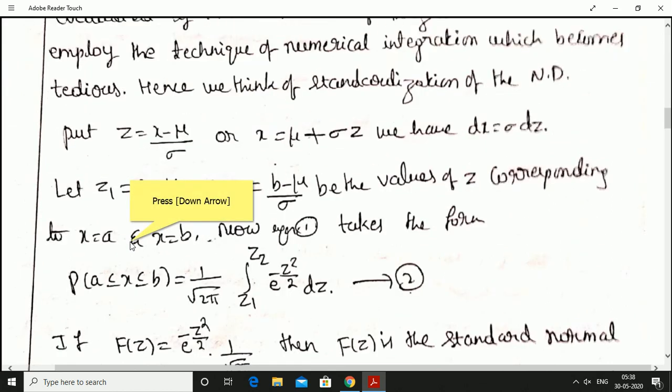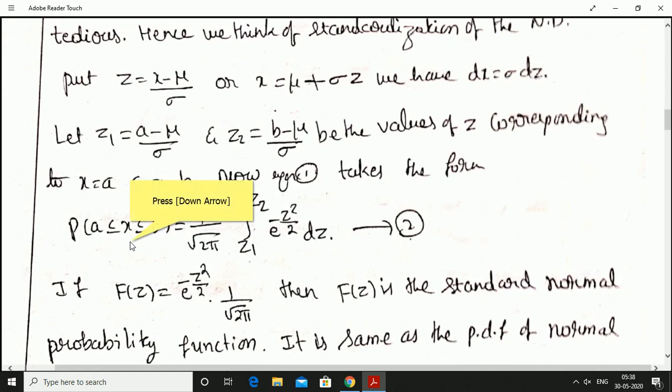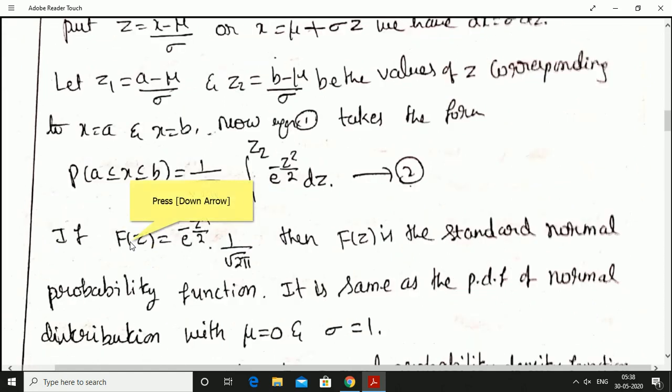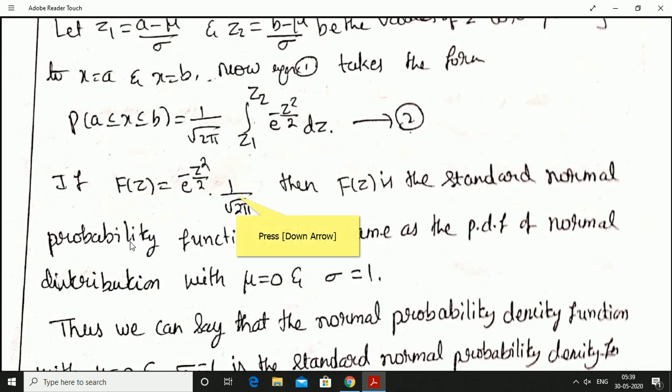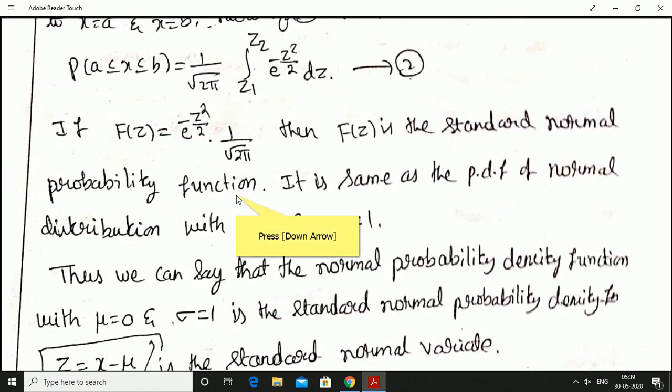With the probability density function f of z is equal to e power minus z square by 2 into 1 by square root of 2 pi. And f of z is the standard normal probability function. It is same as the probability density function of the normal distribution with mean is equal to 0 and sigma is equal to 1.